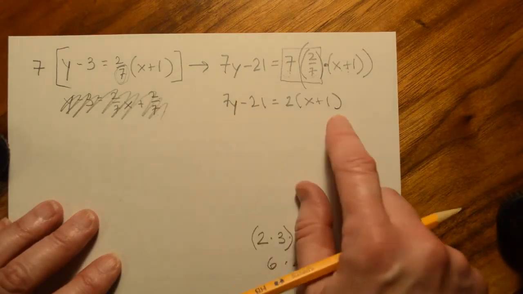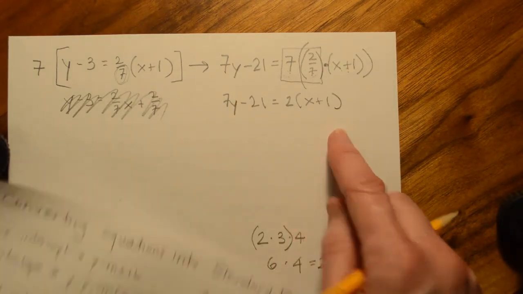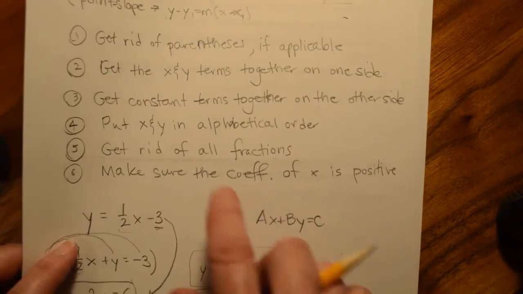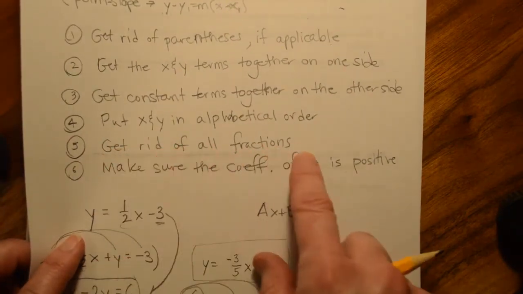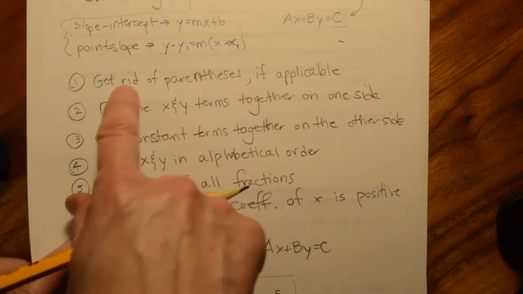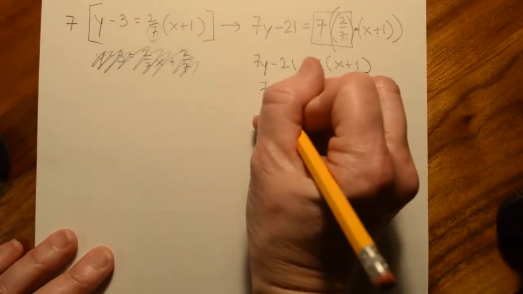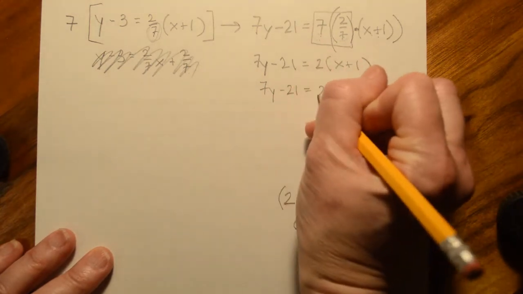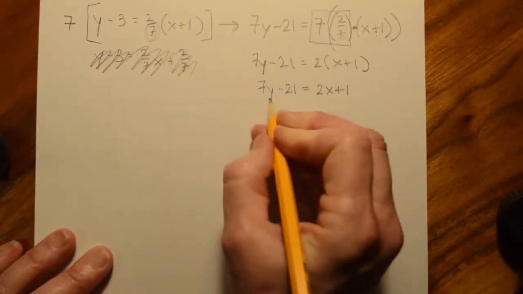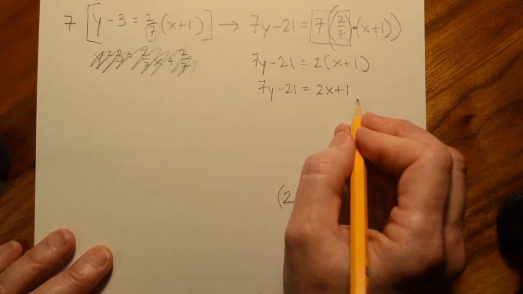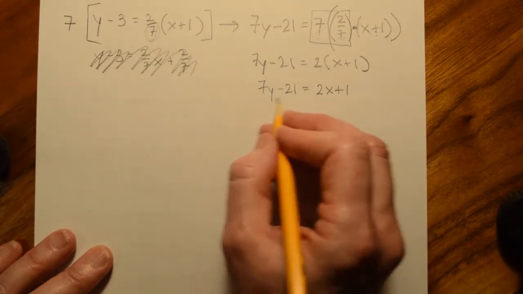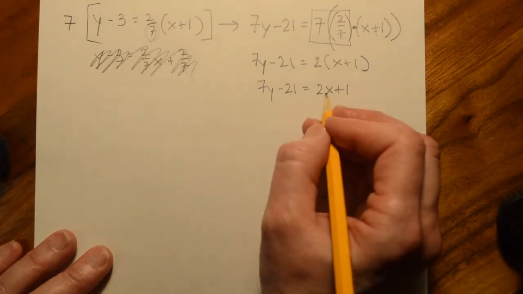Okay, now, again, we're back to our list. So we've actually started down here, get rid of all fractions, but now we still have to do this step of getting rid of the parentheses. So let me go through and do that. So this is 7y minus 21 equals 2x plus 1. So much easier to do this because now there's no fractions anymore. We just get to move things around and they're all nice integers.